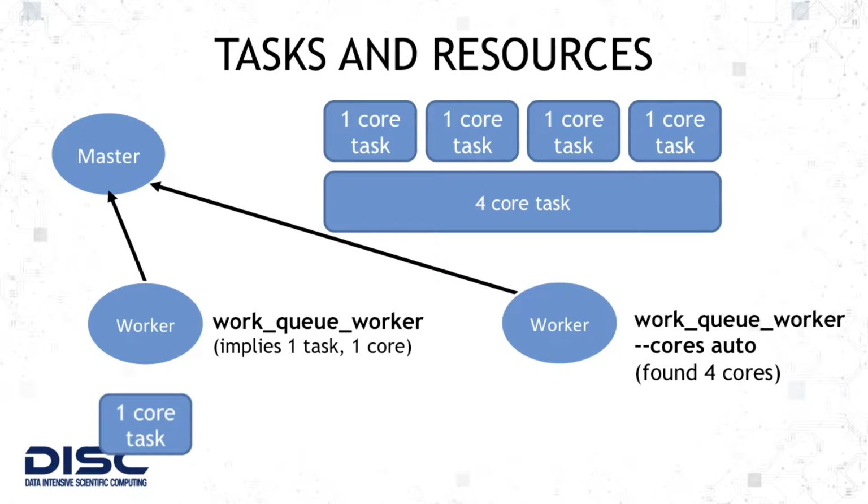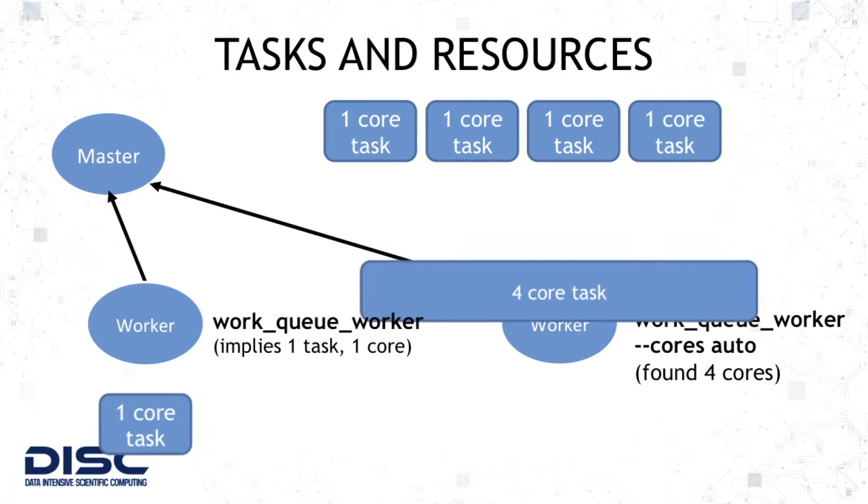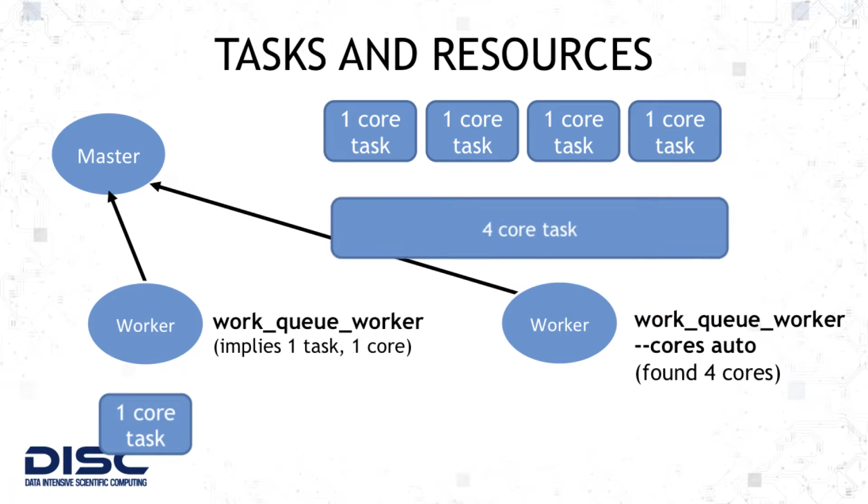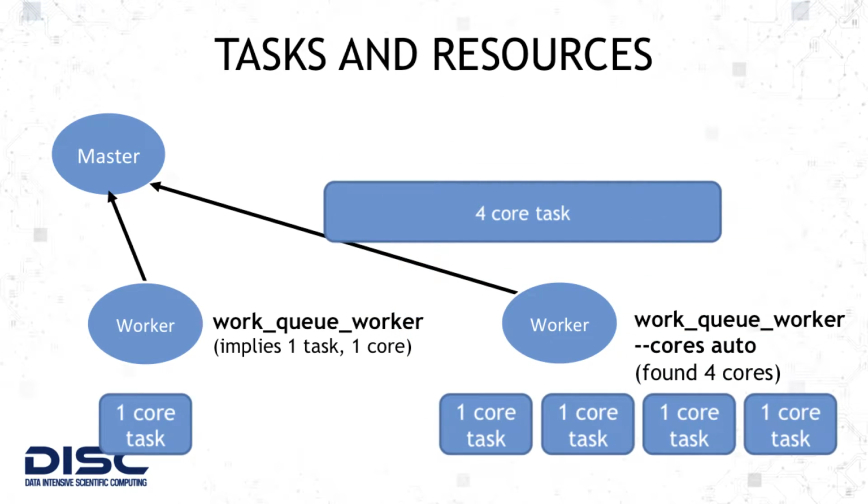Now if we want more things to run simultaneously, what we have to do is start a worker. We can manually set how many cores, memory, and disk it has, but the easiest thing to do is simply set it up automatically by specifying --cores auto. In this case, let's suppose that worker discovers that the local machine has 4 cores. So it's going to advertise that fact to the master. And now it's going to be able to run any combination of tasks up to a sum of 4 cores. So it could either run that single large 4-core task by itself, run it to completion, or it could run 4 single-core tasks simultaneously until they complete individually.